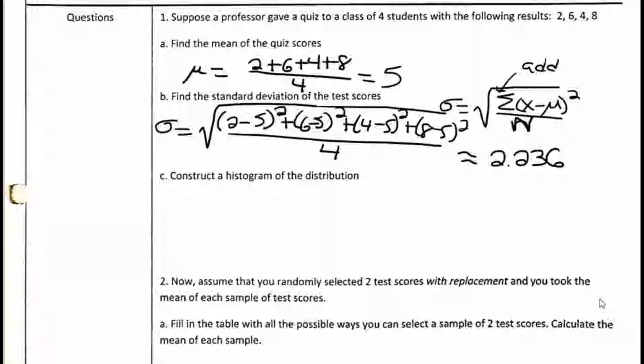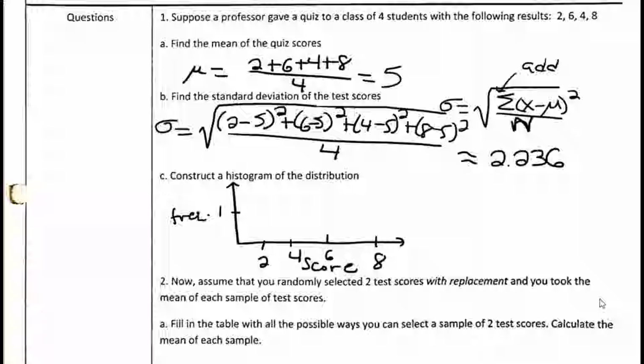Now we want to construct a histogram. In other words, we want to do the bar graph where the bars touch. So we want to do the frequency on the y-axis, and we want to do the score on the x-axis. Since we're only looking at 2, 6, 4, 8, this is really simple. All you have to do is just write those test scores down. You don't really have to worry about the class boundaries because it's a real simple histogram.